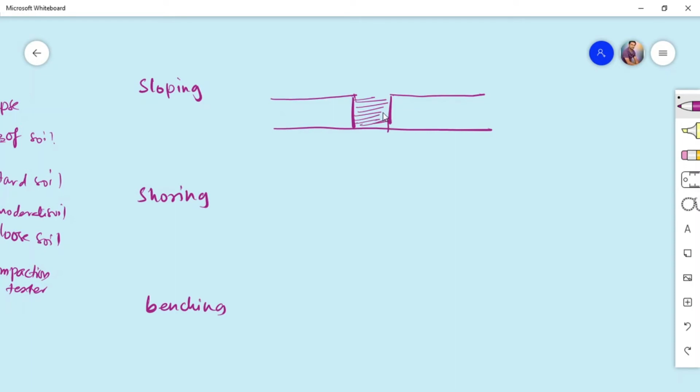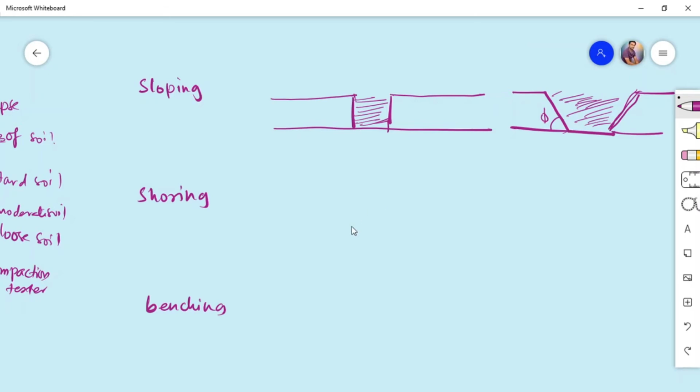For sloping, what we will do: now if we excavate it like this, this will collapse because it is loose soil. So instead of excavating like this, we will excavate it in this way. Now will the excavation collapse? No. Even if soil comes, it will be only till here, right? So no additional measures are required if we are going for sloping. What we have to do is check the angle of slope. We have to provide proper entry and exit for the people working inside the excavation.